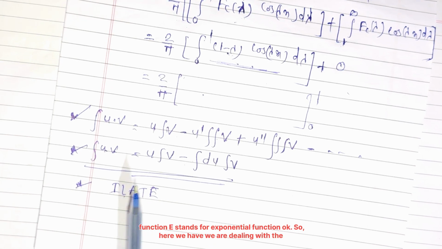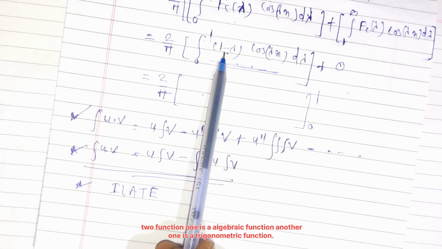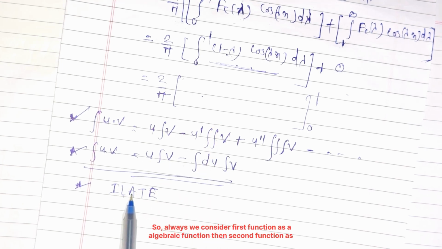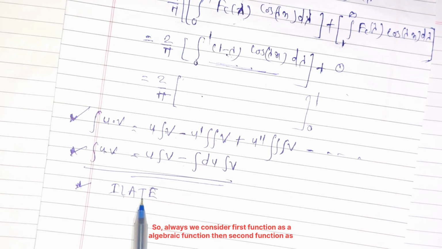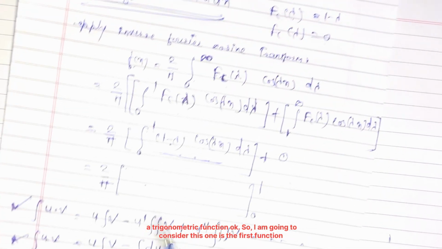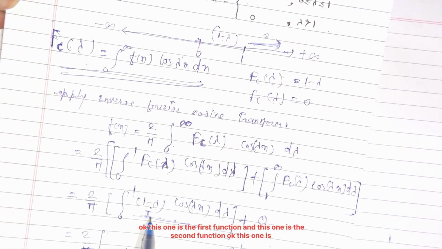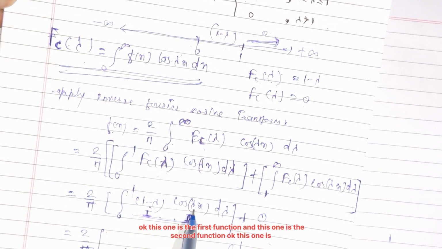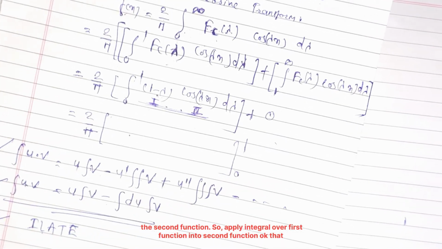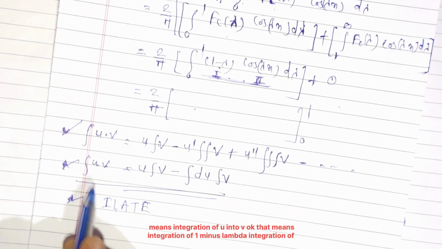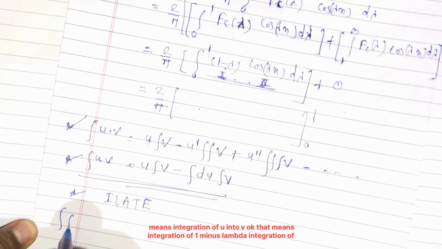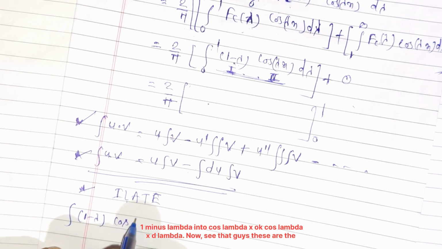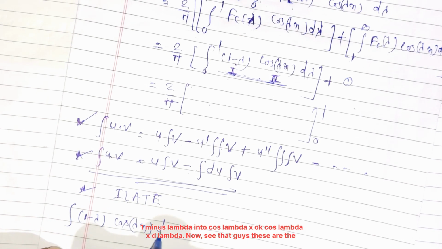So here we are dealing with two functions. One is an algebraic function, another one is a trigonometric function. So always we consider the first function as the algebraic function, then the second function as the trigonometric function. So I'm going to consider this one as the first function and this one as the second function. So apply integral over first function into second function, that means integration of u into v, that means integration of 1 minus lambda into cos lambda x d lambda.